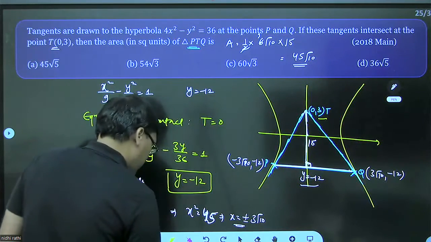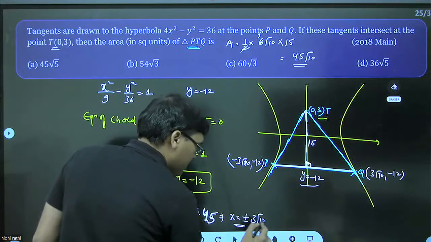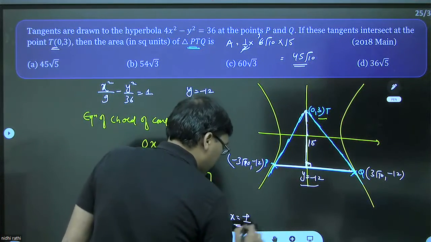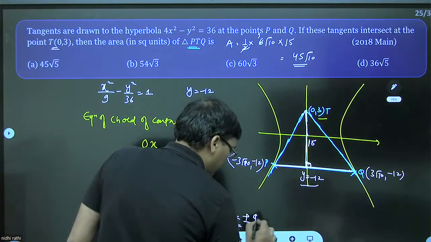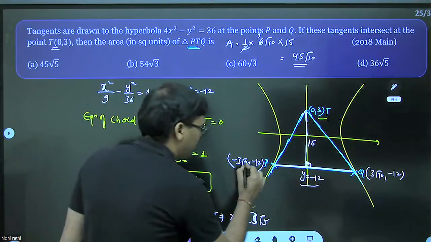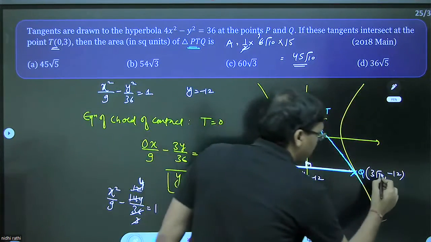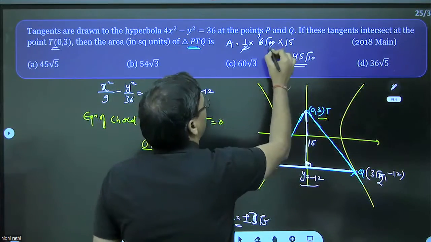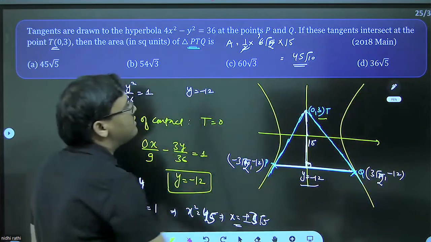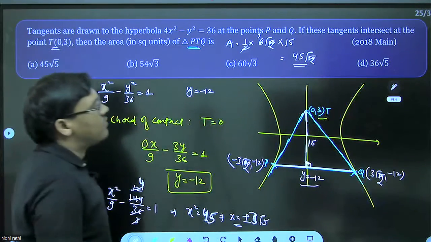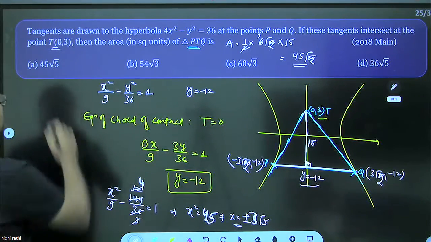So let's do this correction here. This is x is equal to plus minus root 45. That is 9 into 5, 3 root 5. So this is minus 3 root 5 and plus 3 root 5. So what is this? This is root 5. Okay. So what is the answer? This is 45 root 5. That is option A is the correct answer.